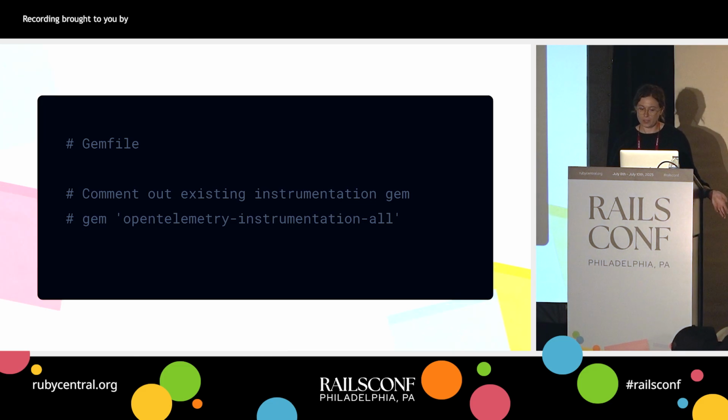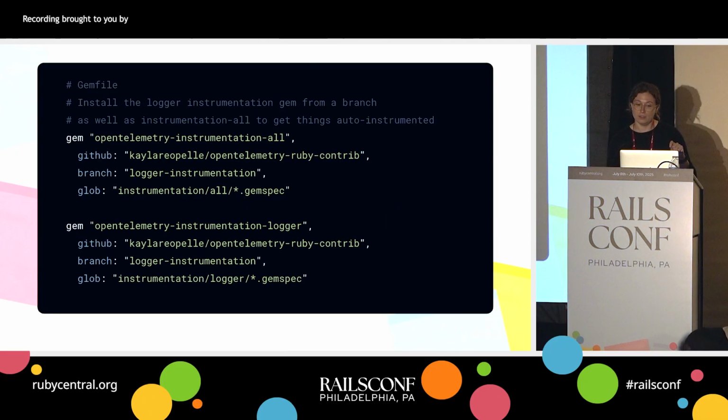So in order to install logs, we're going to do some fun stuff. We're going to comment out the OpenTelemetry instrumentation all gem and install a new version of it from my fork. This is all available in that instrumented gem file if you want to copy and paste it. The reason why this is from my fork right now is that this code is in a PR. It has been reviewed by some of the maintainers, not by enough of them yet for us to merge it in. So hopefully soon you won't need to install it from source.